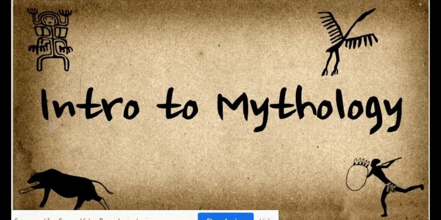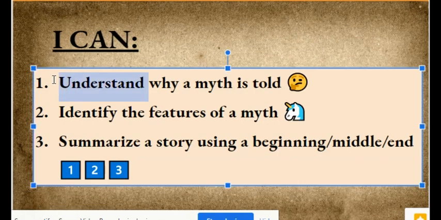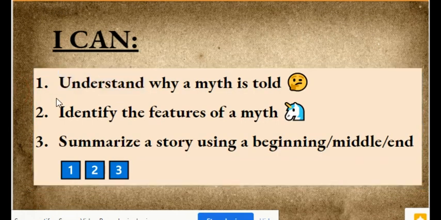Hey guys, this is Miss Beatty, and today we're going to review the Intro to Mythology section from English 9A on Edgenuity. Okay, so our goals for the lesson are to understand why a myth is told, identify the features of a myth, and summarize a story using beginning, middle, and end.